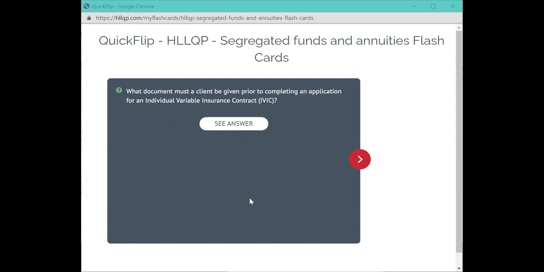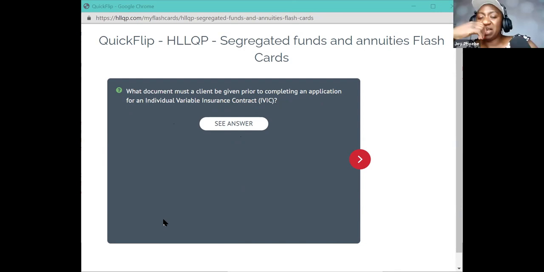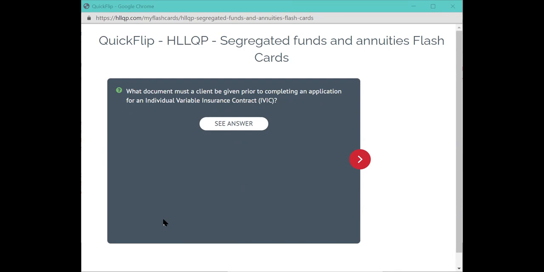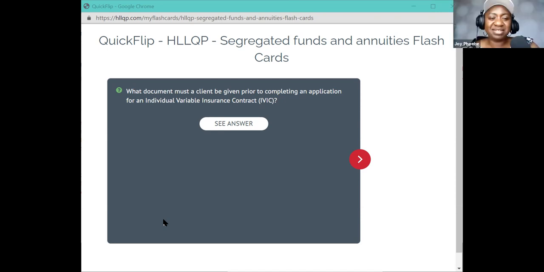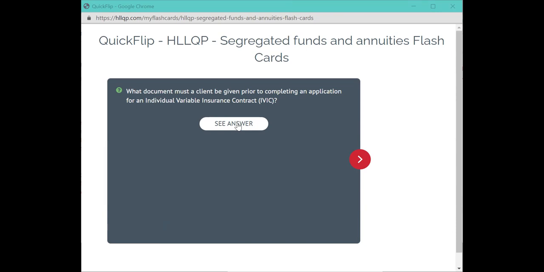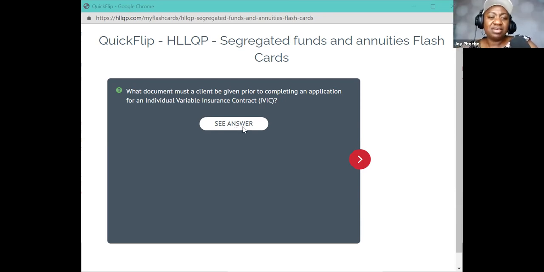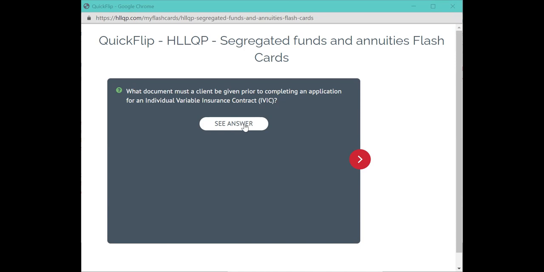I'm thinking. The question here is, if a client is getting a segregated fund, we give the client the variable insurance contract, which stipulates everything, like the summary of the contract. So which document would the person be given before getting this? I'm thinking the person should at least have knowledge of the funds. I would think fund facts, in my opinion, to know the performance of the funds before you even complete an application for segregated funds. Exactly, because the fund facts will tell you the characteristics of the fund, whether it is an equity fund or a bond fund.